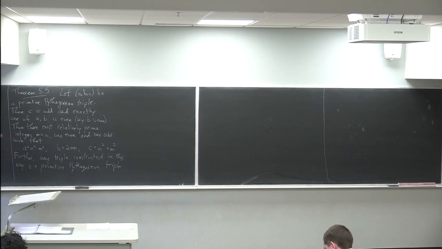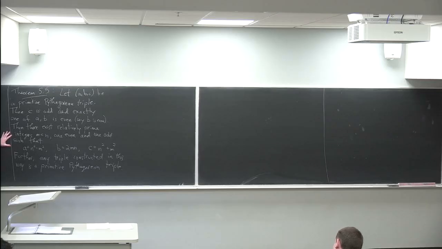There are two sides to this theorem. The one is sort of the classification that says if you have a primitive Pythagorean triple, it has to fit into this structure. So it tells you a lot of things. C is going to be odd. One of A or B is even, the other one's odd. And here's where they come from.